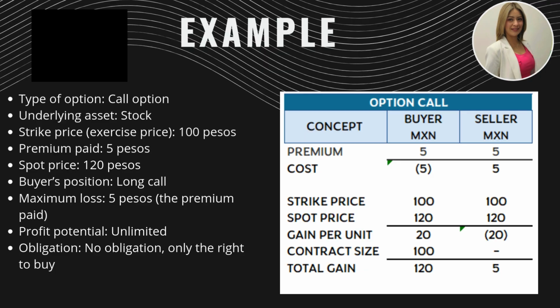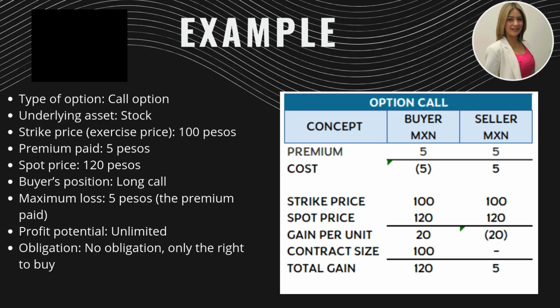Today I will explain a simple practical example of call options, including its main data and the final result. In this exercise, we are analyzing a call option contract with two parties, the buyer and the seller. First, let's look at the basic data of the option. The strike price is 100 pesos, which is the price at which the buyer has the right to purchase the stock. The premium paid for the option is 5 pesos. This amount is paid by the buyer and received by the seller at the beginning of the contract.